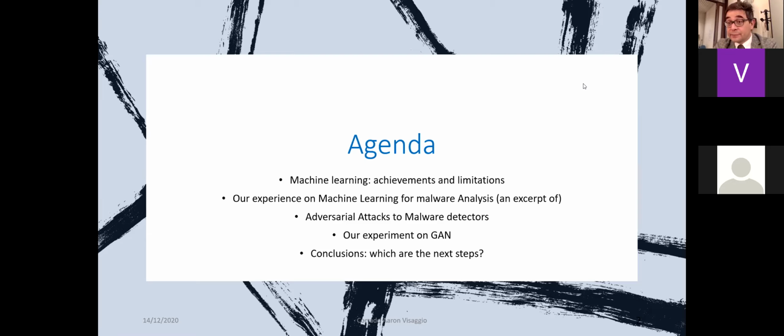Then we will see which are the adversarial attacks on malware detectors. And finally, I will talk to you about our experiment on generative adversarial networks. And so we will talk about the conclusions and try to understand which are the next steps that we have to take in order to successfully face the problem of adversarial attacks on malware detection.